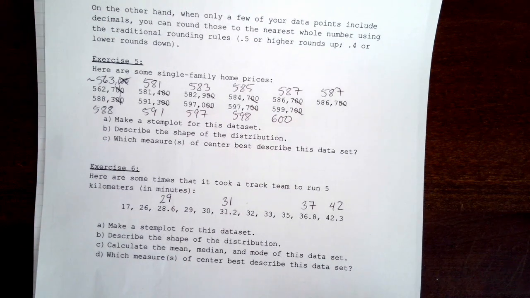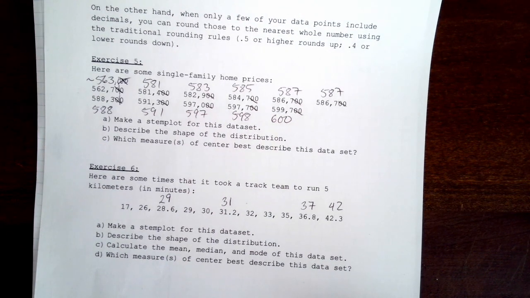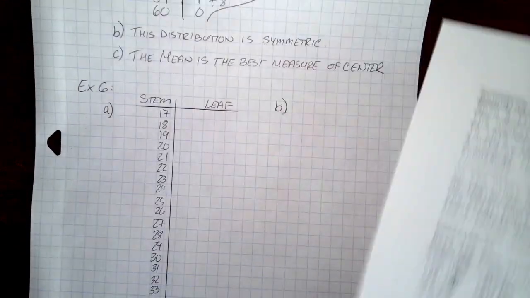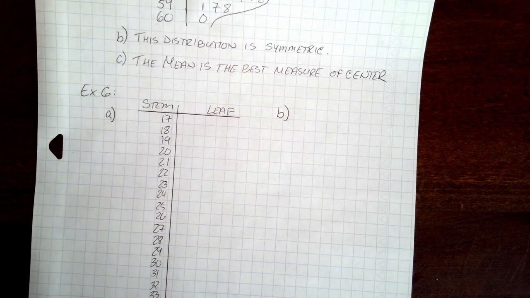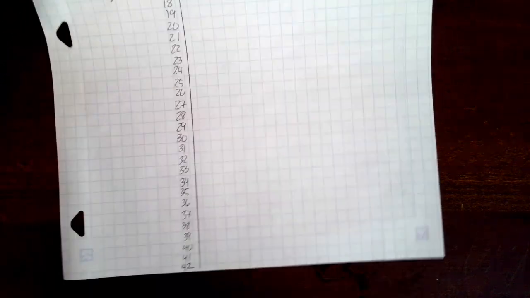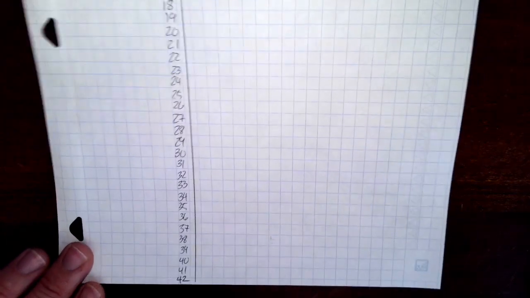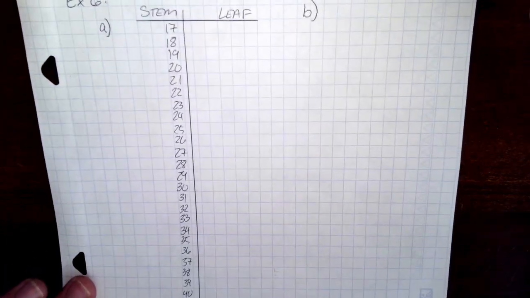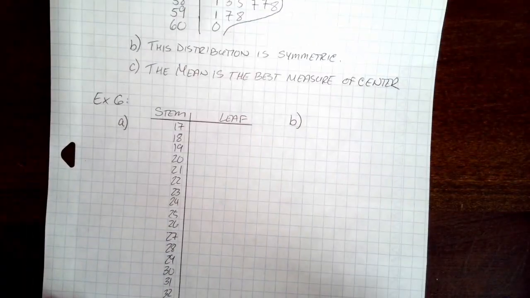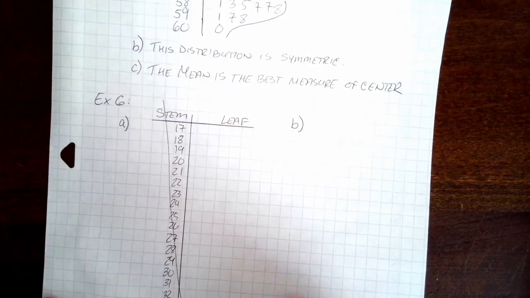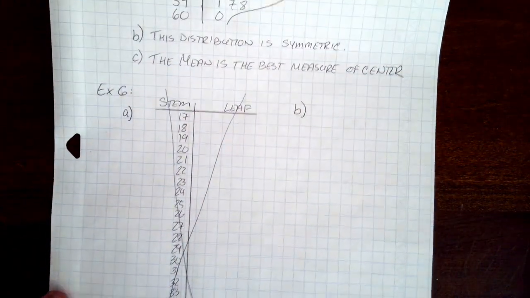So, make a stem plot for this data, describe the shape of the distribution, calculate the mean, median, and mode, and then which measures of center best describe the data set. So I just noticed that I tried to preset this up with a nice big long stem and leaf plot as if I was going to use all of those decimal places, and that's a pretty long stem, right? So that means that I actually set this up kind of wrong. So we're not going to use this big, huge one.